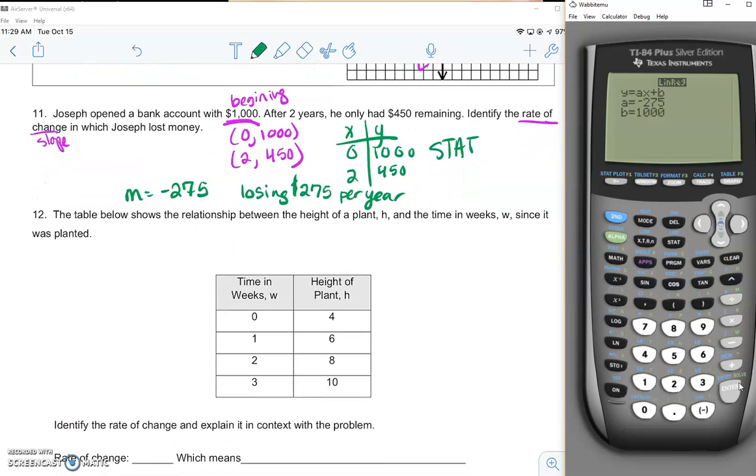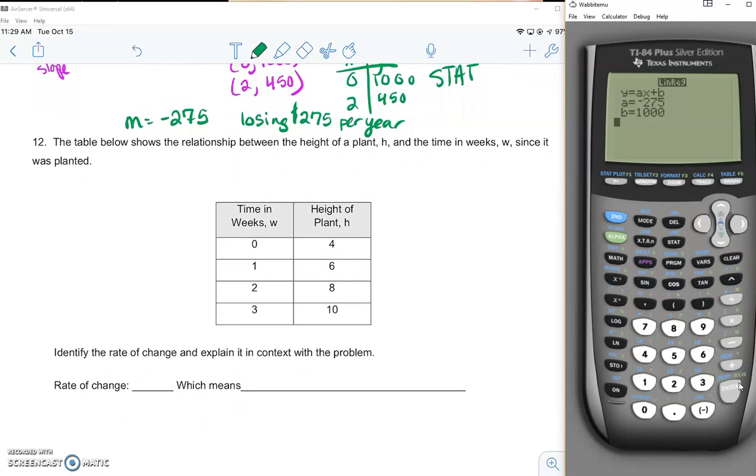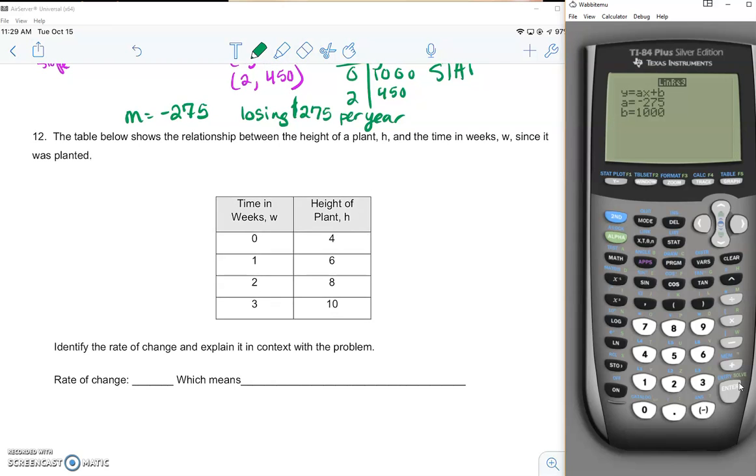Number 12, the table below shows the relationship between the height of a plant, h, and the time in weeks since it was planted. We have a table and it says identify the rate of change and explain it in context with the problem. So again, I am going to do this in stat. Going back to stat, I'm going to type over my list. I have in the x column, or time, 0, 1, 2, and 3. And in my y column, I have 4, 6, 8, and 10.